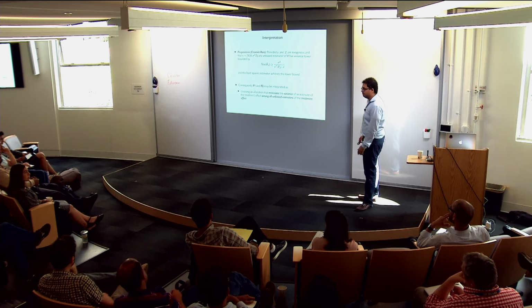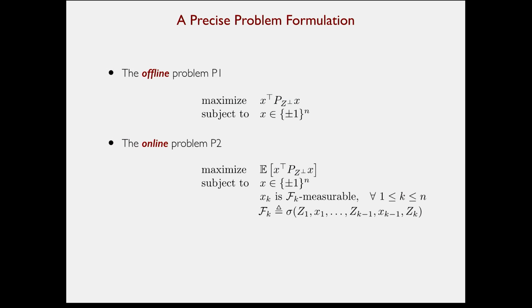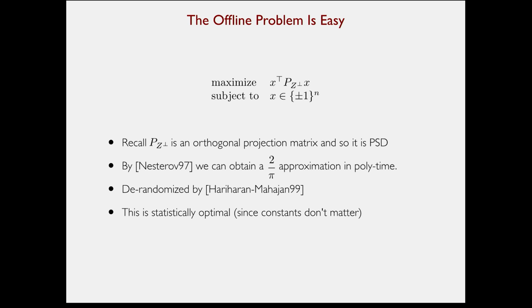All right, so we've posed two problems, and now I want to solve them. That's the rest of the talk. First off, the offline problem is actually easy, because P_Z-perp is a projection matrix, so it's positive semi-definite. So at the end of the day, we've got this nice Gummins-Williamson type approximation algorithm for it. You can come up with a de-randomization of it if you're worried about the noise introduced by the randomization. And I don't care about constants because I'm talking about statistically optimal here. So doing the offline problem is actually easy.